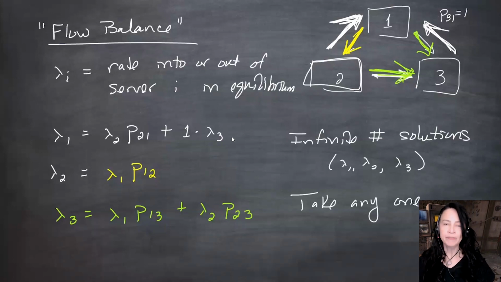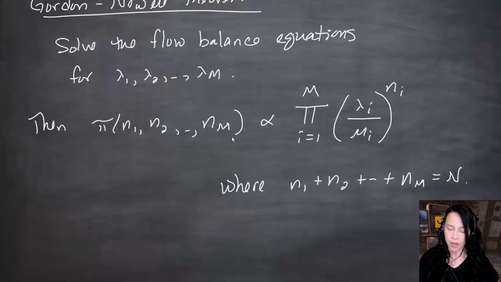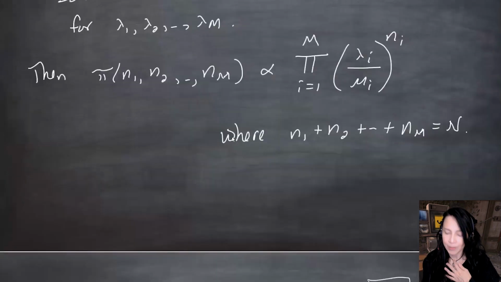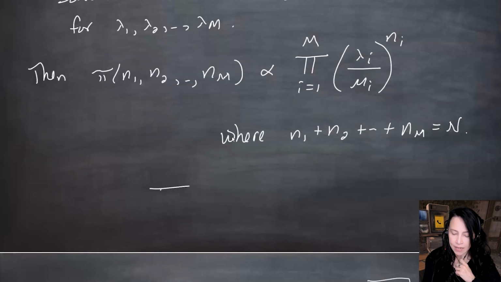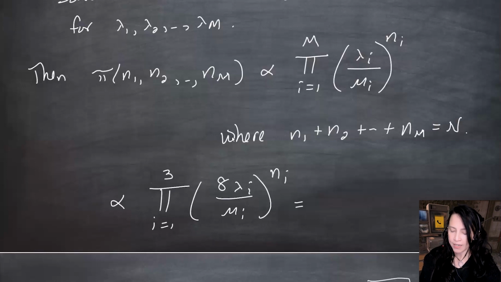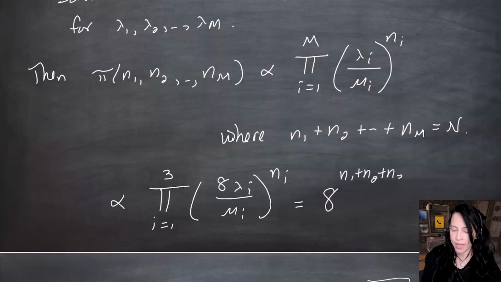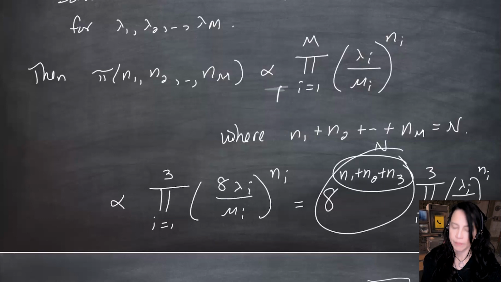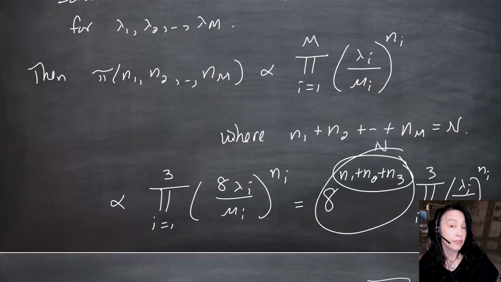So why can you take any one of them? Because if you look at the form of the stationary distribution, if you solve for a lambda 1, lambda 2, lambda 3 and use it, and I decide to use 8 times lambda 1, lambda 2, lambda 3, then my actual form of the stationary distribution is going to be proportional to 8 lambda i over mu i to the n i. And if I pull out the 8s, then I'm going to end up with 8 to the n1 plus n2 plus n3 times whatever you had without the 8s. But this is a constant n. So this whole thing becomes part of the missing constant of proportionality. So it doesn't matter which of these solutions you grab for the flow balance equations.